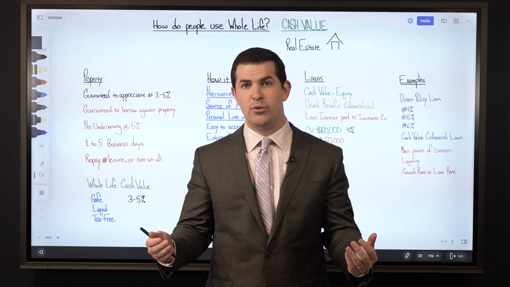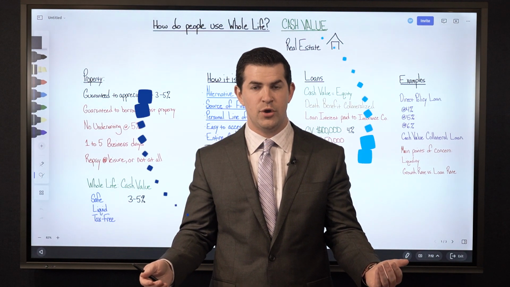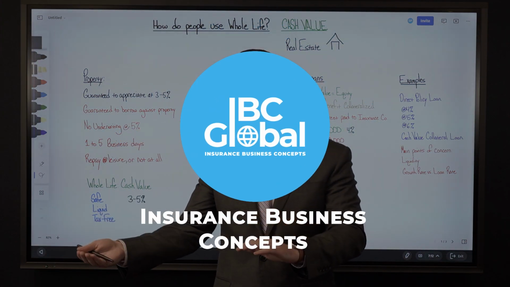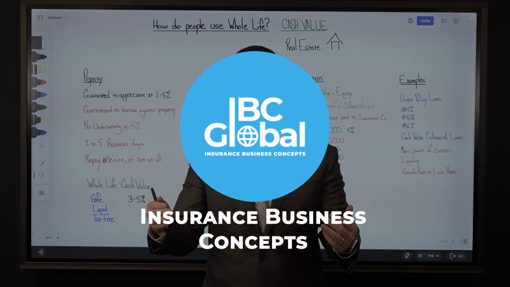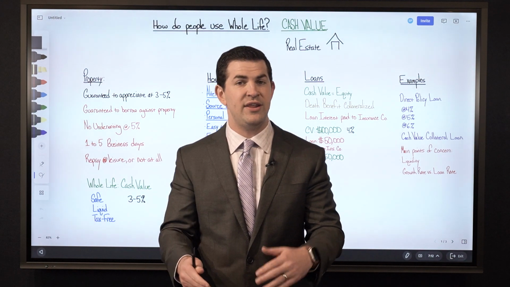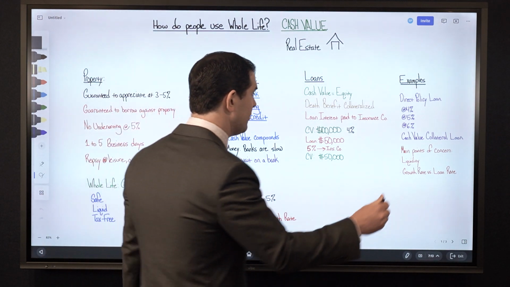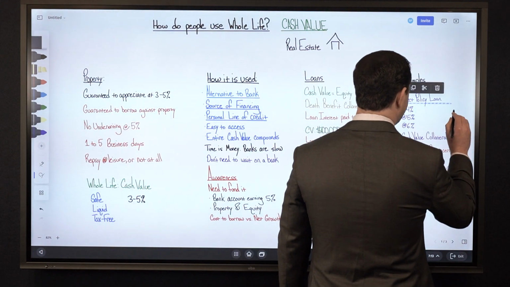So in our last video, we looked at using a whole life insurance policy to buy and sell real estate. We touched on why a lot of real estate investors use the product, how they use it, why they're attracted to it. We're going to look at some specific examples in this video and the next. Let's have some fun.